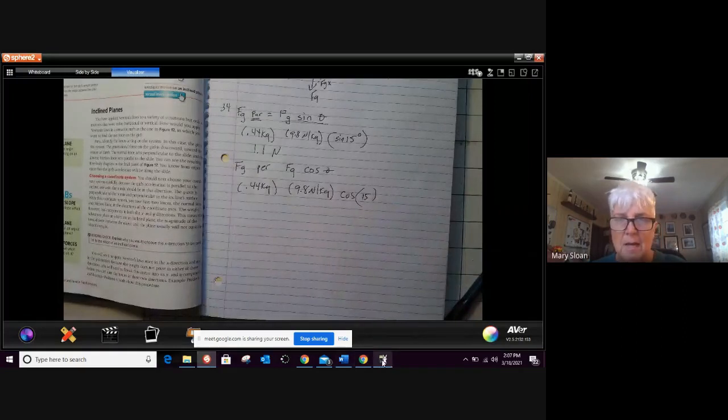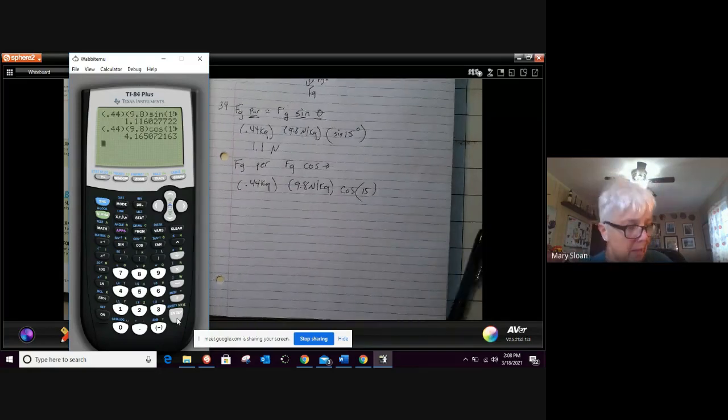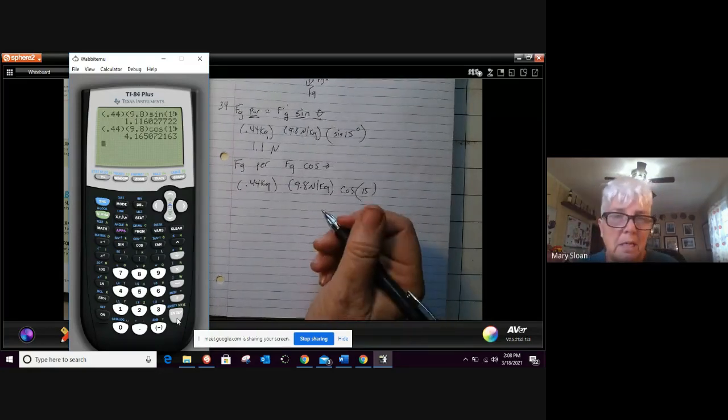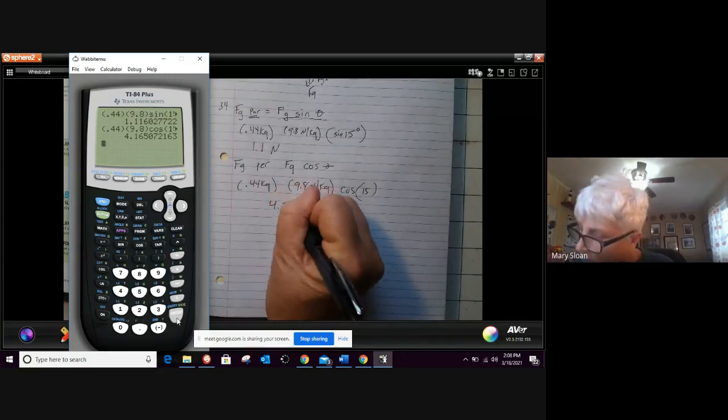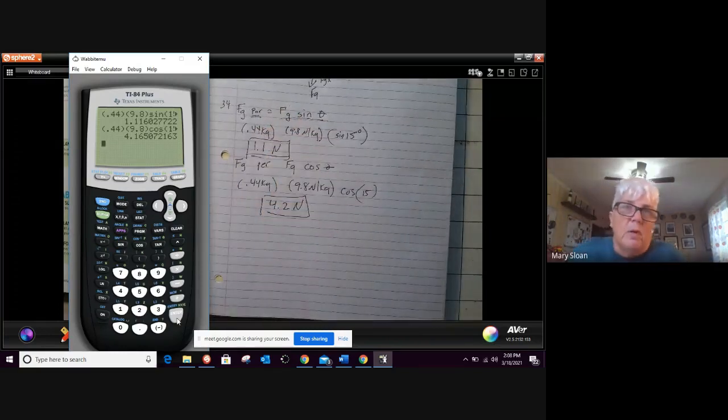So I'm going to open up my calculator. Ooh, I can put it right here beside it. Isn't that awesome? Didn't know it. So we can do an open bracket, 0.44, close my bracket, open my bracket, 9.8, close my bracket, but this time I'm going to use my cosine button instead, and I'm going to use 15 again, okay? And I'm going to close my bracket, and I'm going to hit enter. So the answer for that one I got is 4.16. I'm going to change that to 4.2 newtons, and this is my answer for number 34.